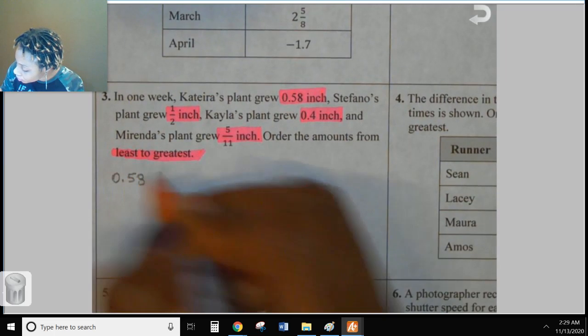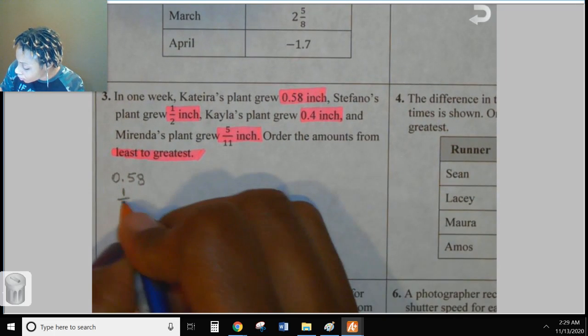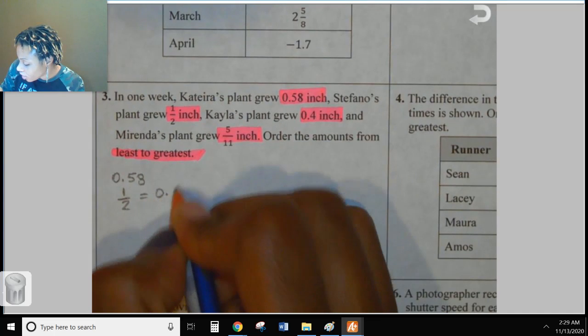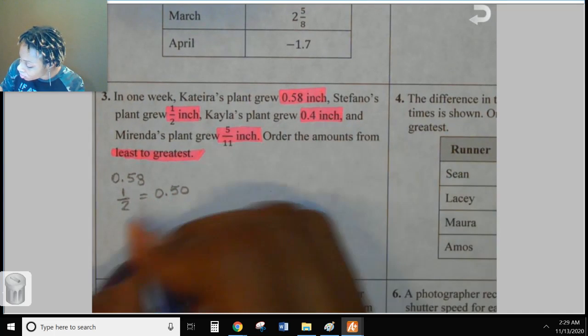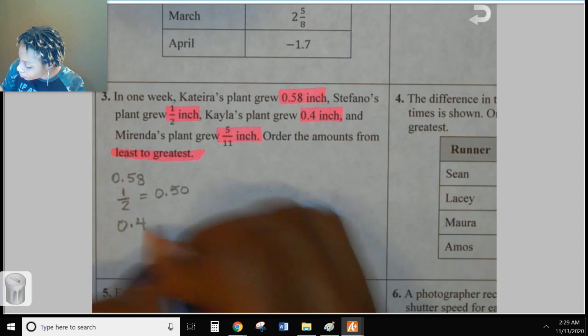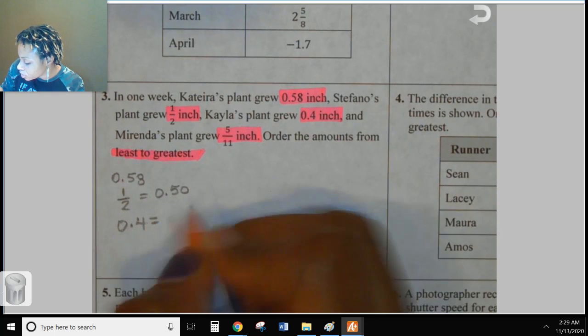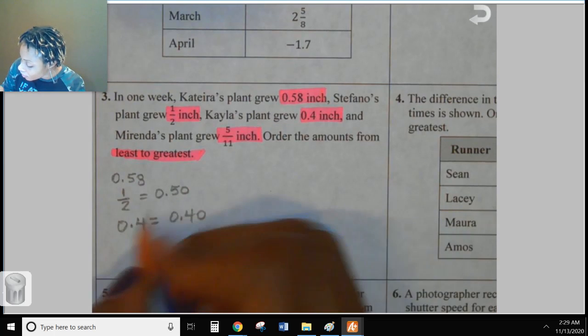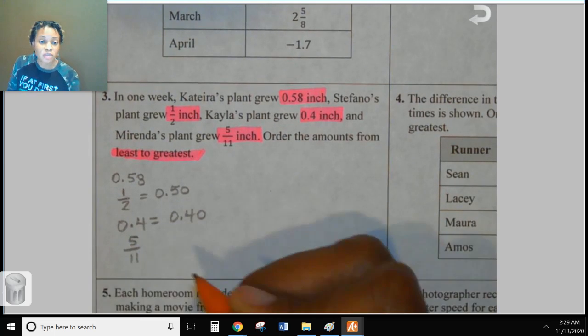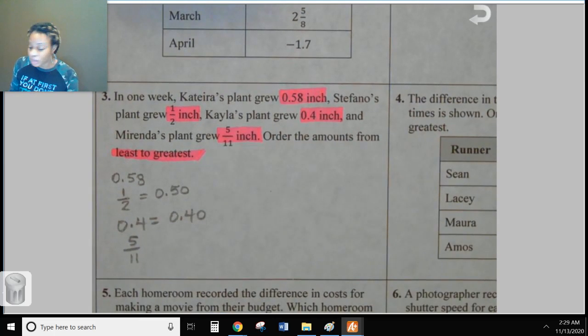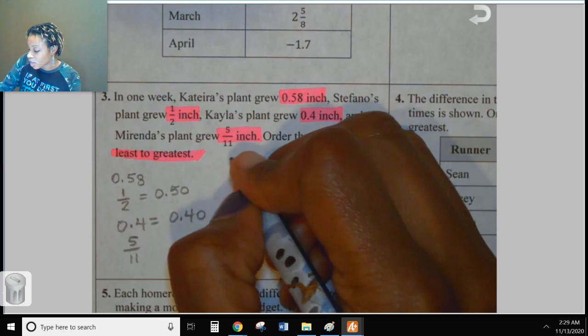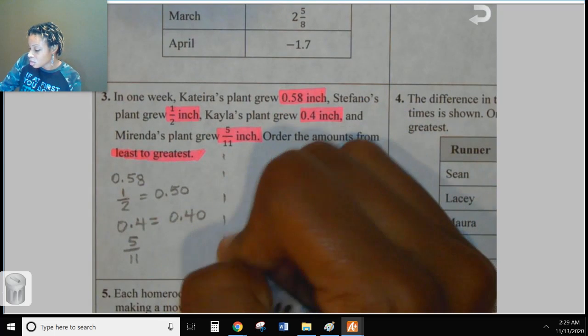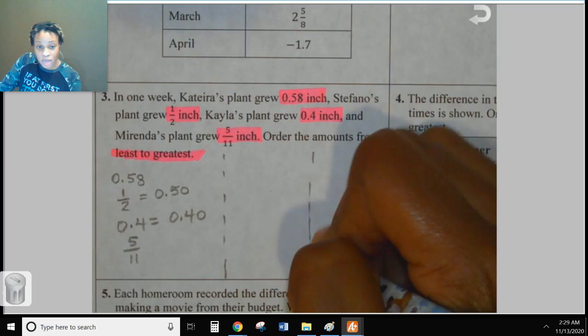rewrite all the numbers. We know that 1/2 is 5/10 or 50 hundredths. I'm going to make 4/10 into 40 hundredths, and then 5/11. So of all these, I'm pretty good. The only one I do not know is 5/11. So I'm going to have to do some side work.